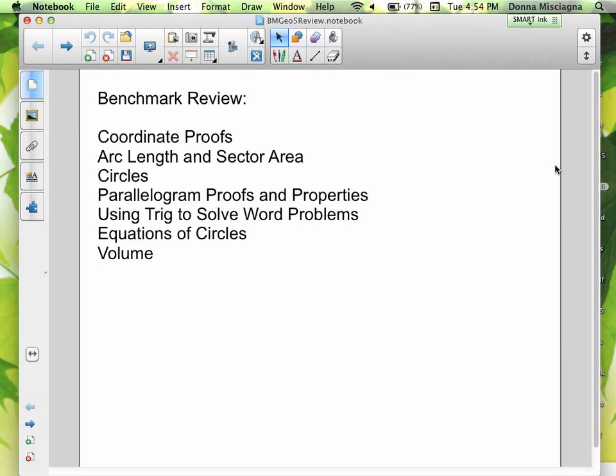We're going to be reviewing coordinate proofs, arc length and sector area, circles, parallelogram proofs and properties, using trig to solve word problems, equations of circles and volume. This podcast was just going to include the first three topics, and let's start with coordinate proofs.